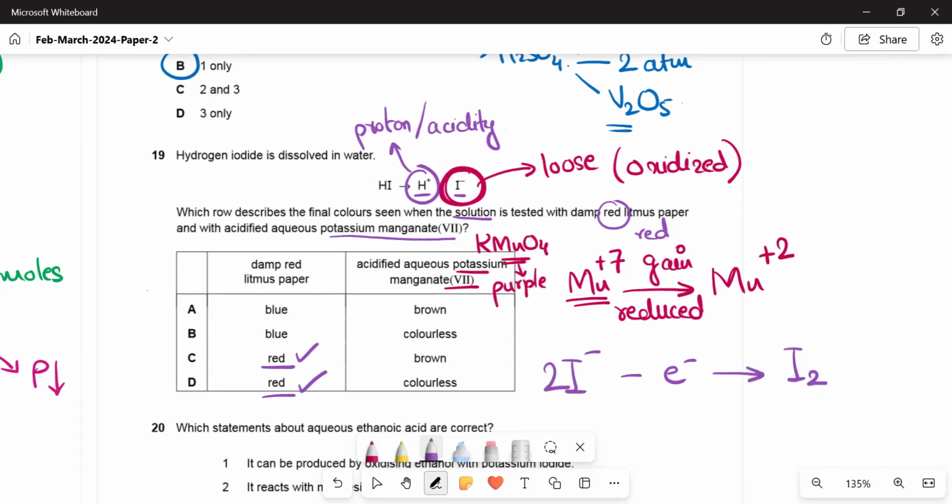It becomes iodine. And again, potassium manganate color will turn colorless, because it was purple because of this Mn plus 7 ion. But because iodide ion loses the electron and adds it to the manganese, it's a reducing agent. It reduces manganese to manganese plus 2, which is pale pink in color, so almost colorless. So the purple color of potassium manganate turns into colorless. So the answer D is correct.